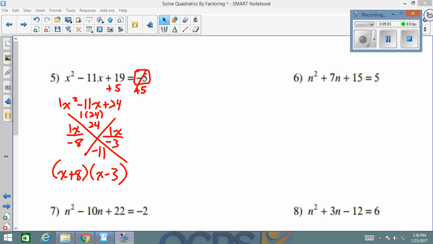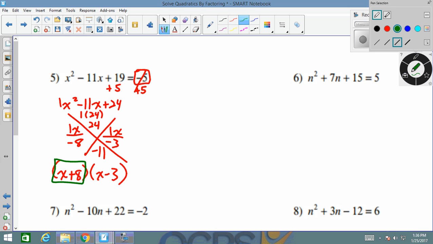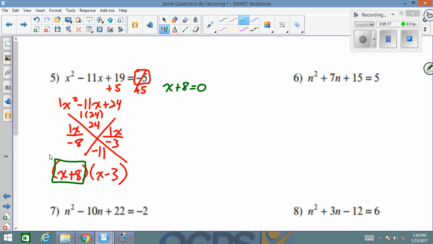Okay, so then what we do here is we take each set of parentheses. So we're going to take this x plus 8. We're going to set it equal to 0. Okay, and then we have to solve for x. Since the 8 is being added to x, we're going to subtract 8 from both sides. Those cancel out, so we get x equals negative 8. So that's our first answer.